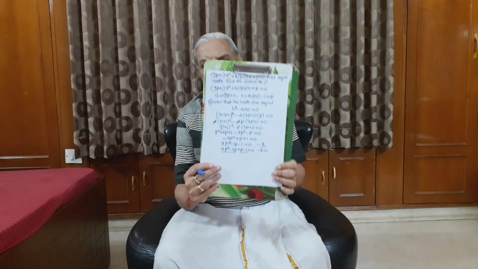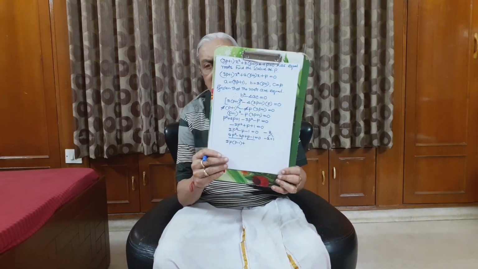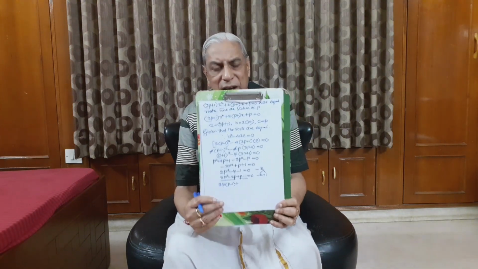Notice, when I group them, I underline, so that I can find the common factor. What is the common factor in the first one? 2p is the common factor. Take it out. 2p into p minus 1 plus, there is no common factor, plus p minus 1. That means you have to take out 1 as a common factor. Take out plus 1 into p minus 1 equals 0.